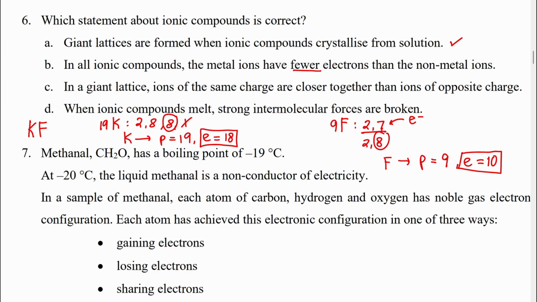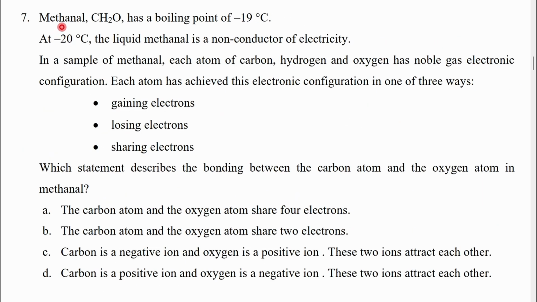Option D. When ionic compounds melt, strong intermolecular forces are broken. Remember, ionic compounds don't have intermolecular forces. Instead, they have electrostatic forces. Electrostatic forces, right? While covalent compounds have weak intermolecular forces. So the correct answer is A. Question 7. Methanol, CH4O, has a boiling point of negative 19 degrees Celsius.